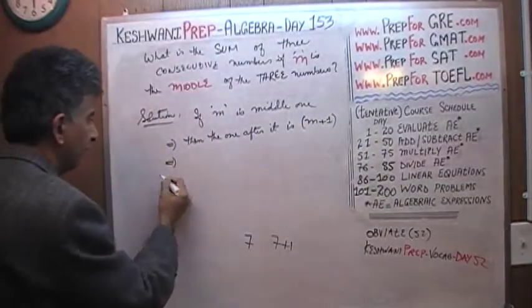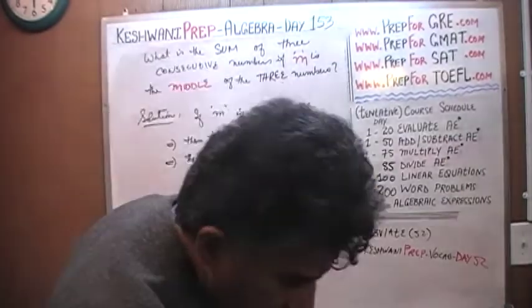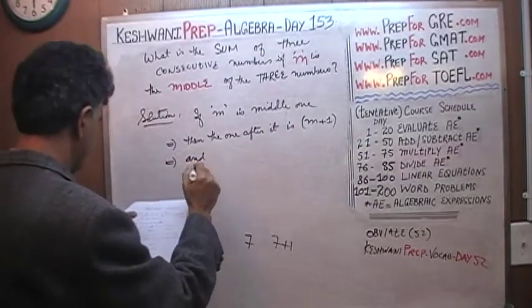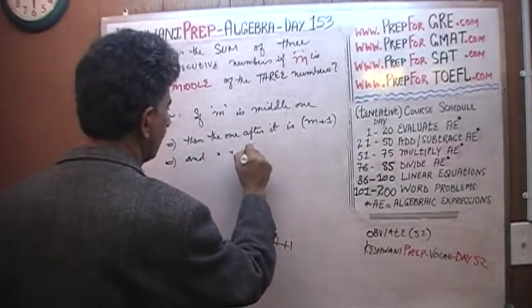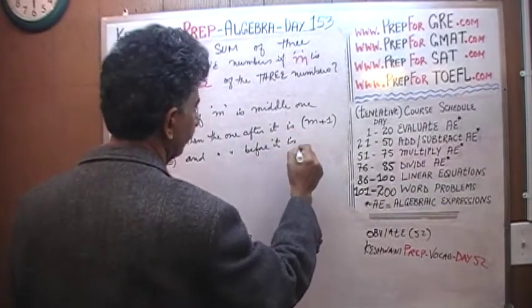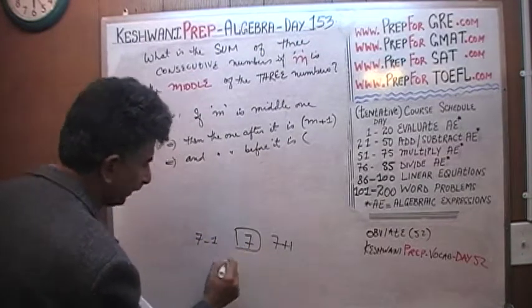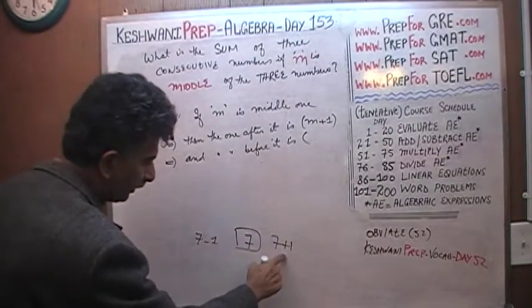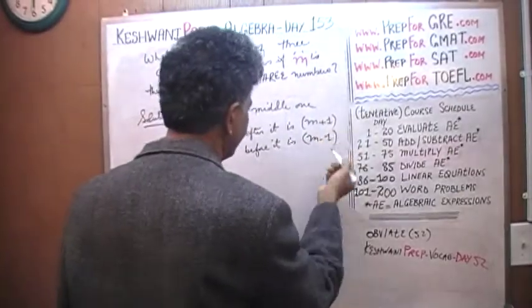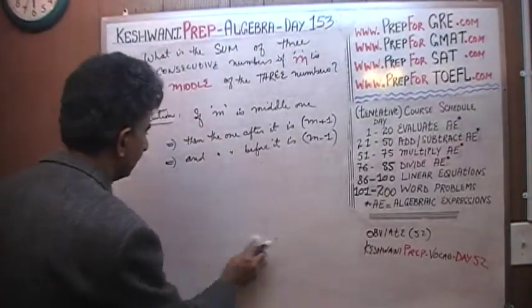It also implies that the one before it, the middle number being 7, the one before it is going to be 7 minus 1. If 7 is the middle number, the one after it is going to be one more than that, the one before it is going to be one less than that. That's it. Now all we have to do is find its sum. Very simple, very straightforward.